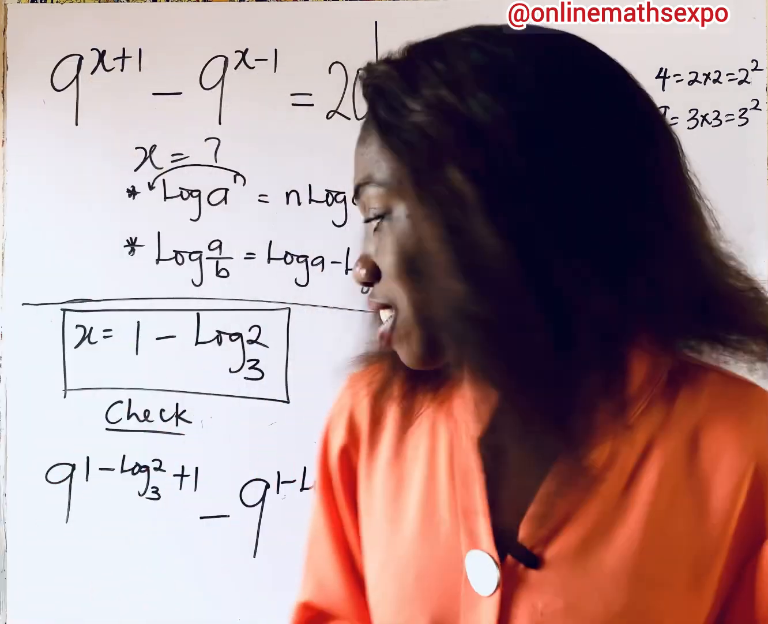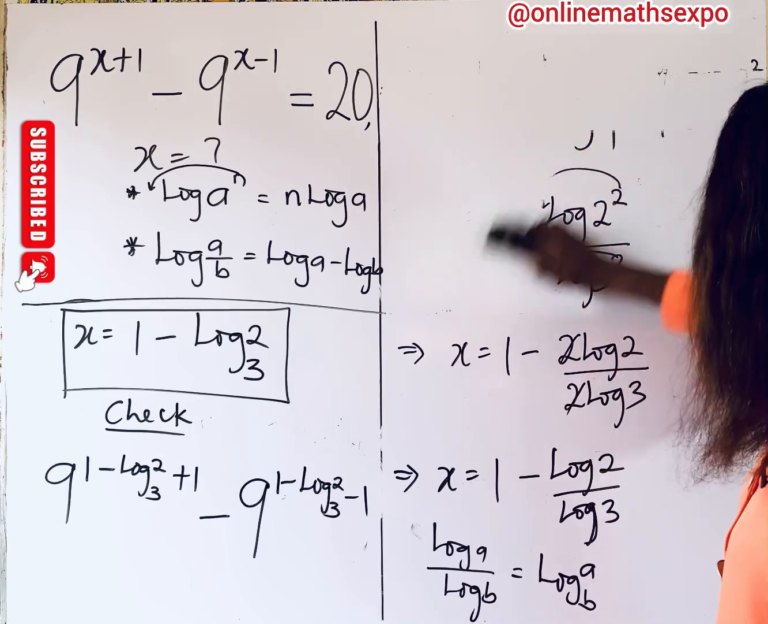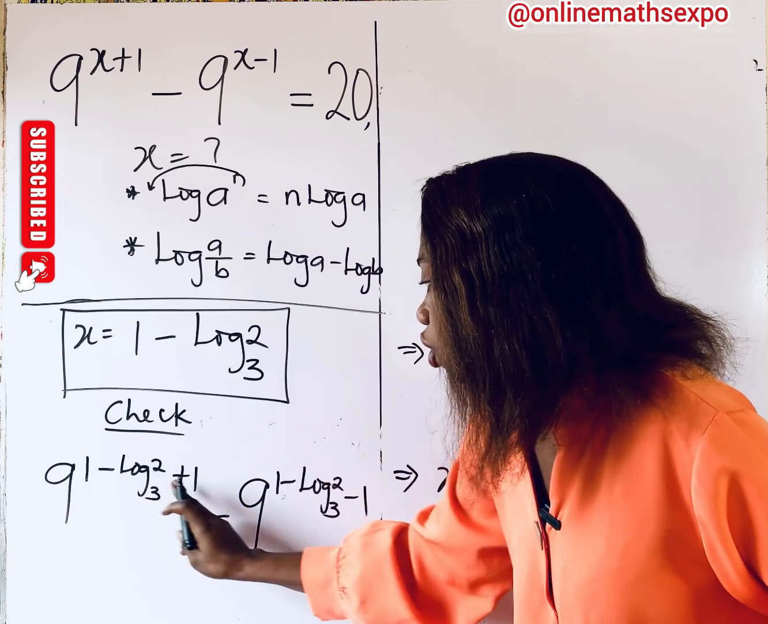Now, what do you do next? This is going to give us, we are going to simplify that. So if you simplify it, you are going to now have, this will give us 1 plus 1 is 2.